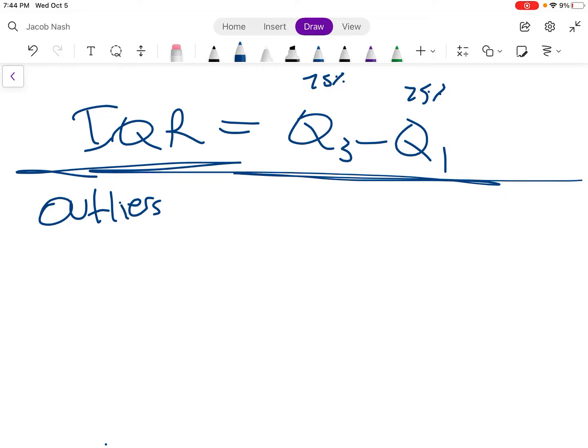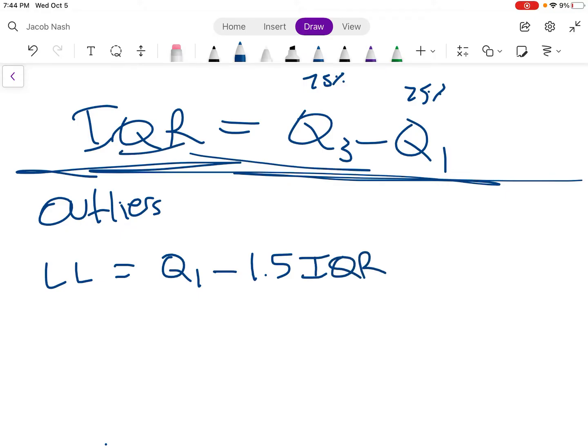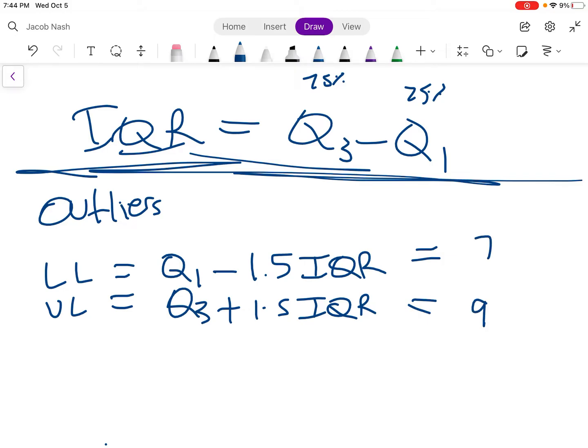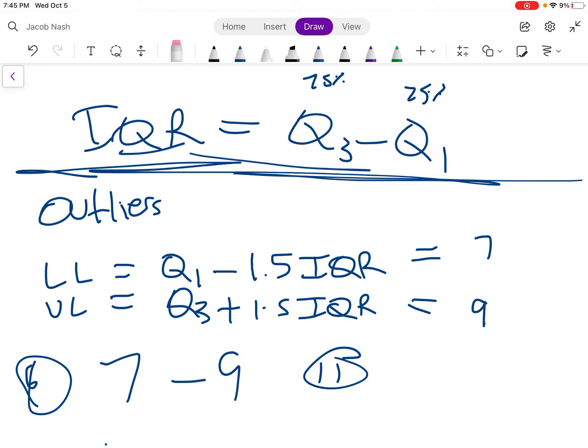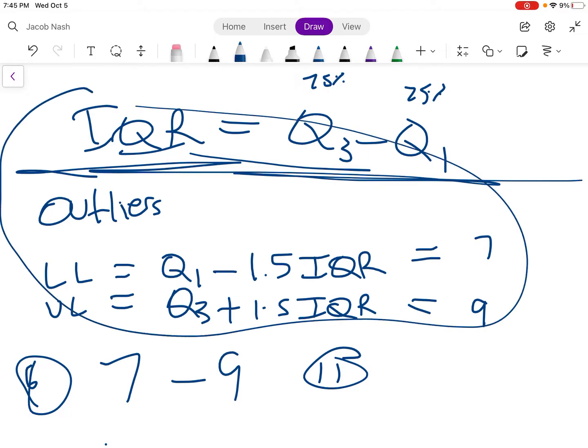How do you find that thing? Well, basically, there's an upper and lower limit. So lower limit, I'll just say LL. To find the lower limit, you do quartile 1 minus 1.5 times the interquartile range. Then, to find the upper limit, you do quartile 3 plus 1.5 times the interquartile range. So let's say this turned out to be 7, this turned out to be 9. Well, that means any number that's not 7 through 9, so if 6 or 11 or something, that's an outlier. So that is how you find outliers. Also, you have to know these equations. So pretty much you need to memorize these things.